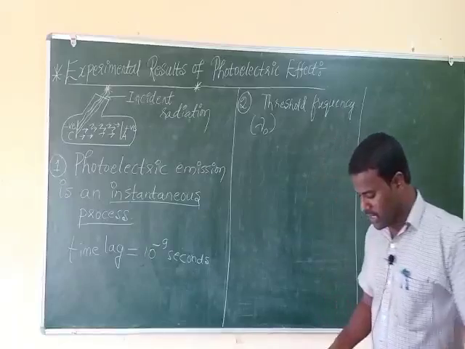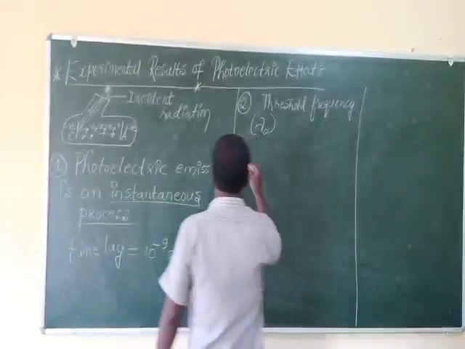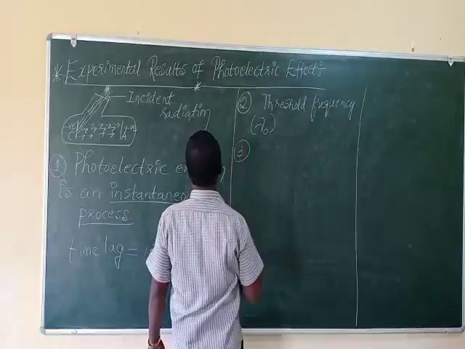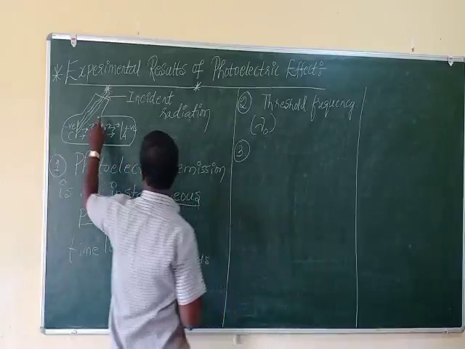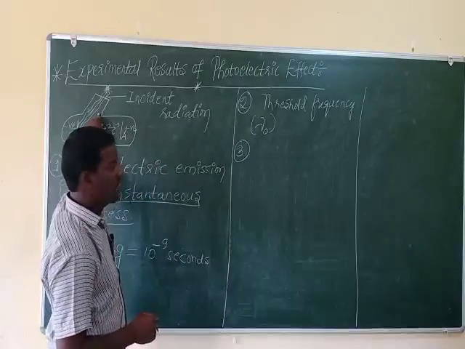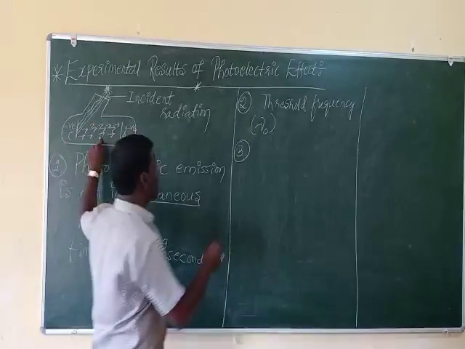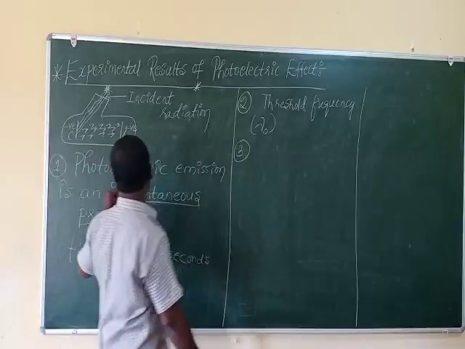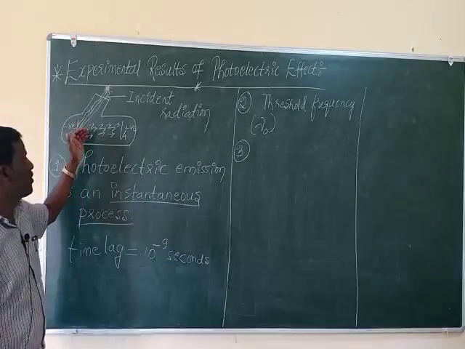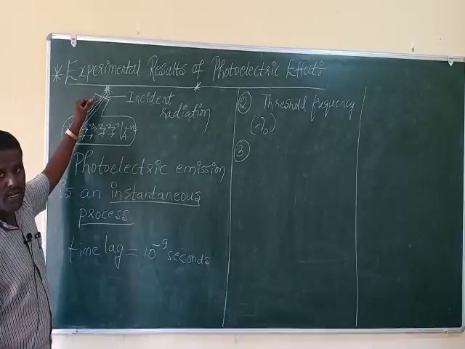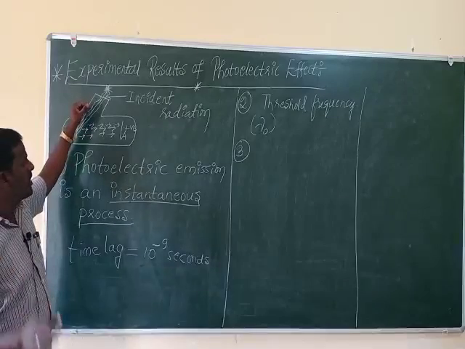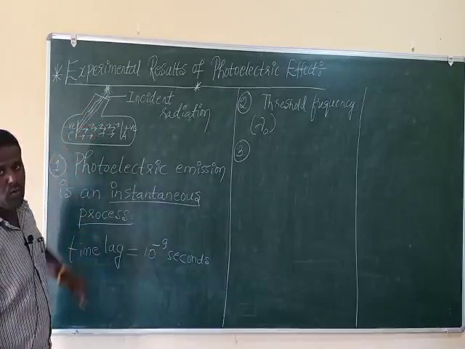ಅದೇನಂತ ಕರೀತಾರ? That is called threshold frequency. So third point, third result, it says about the intensity of the incident radiation and photocurrent. So here intensity of the incident radiation, it results in the maximum value of photocurrent.